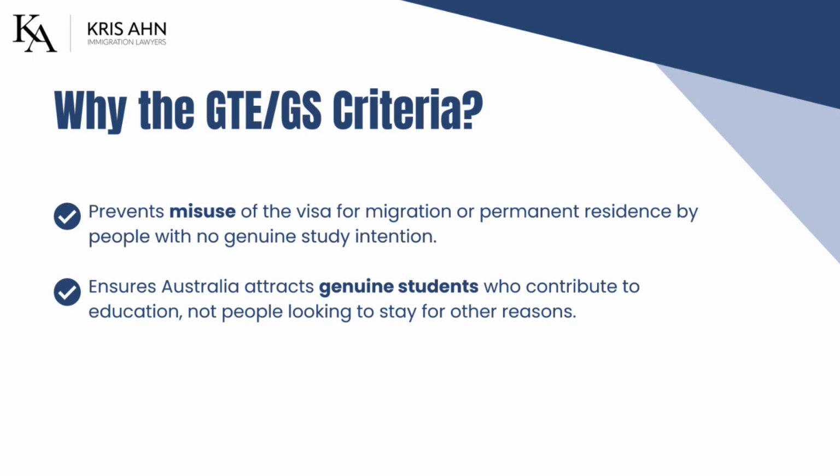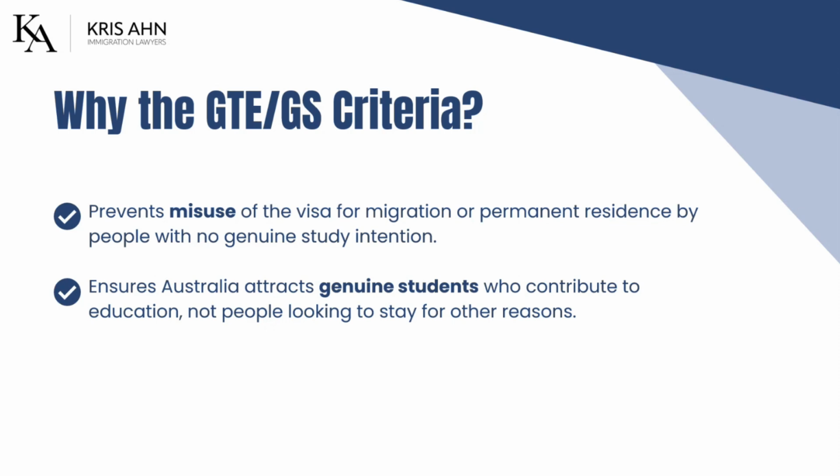Why the GTE GS criteria? Why I am referring to GTE with GS is that a lot of cases which are still with ART will be assessed under GTE criteria, MD 108. So I'm referring to both of them in this slide. It prevents misuse of the visa for migration or permanent residence by people with no genuine study intention. It ensures Australia attracts genuine students who want to contribute to education, not people looking to stay here for other reasons.